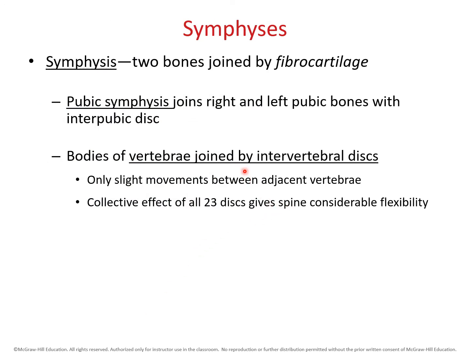All right. The second type of cartilaginous joint is called a symphysis. This is where we're going to have the two bones specifically connecting by way of fibrocartilage. And so you might remember fibrocartilage is the strongest kind of cartilage that we have. So this means that the bones being joined by this is a really, really strong connection.